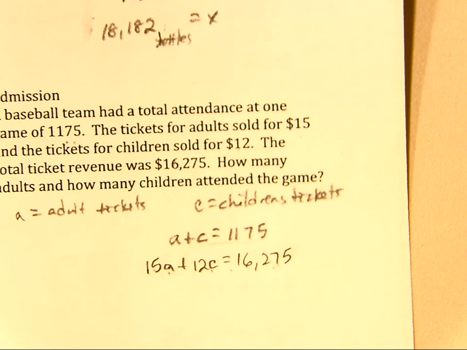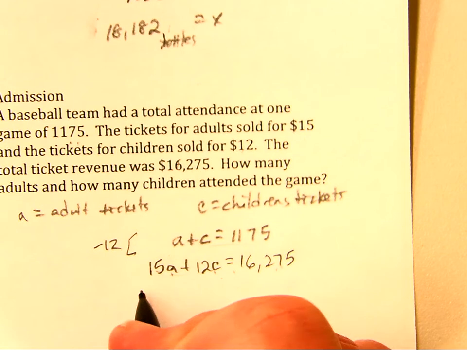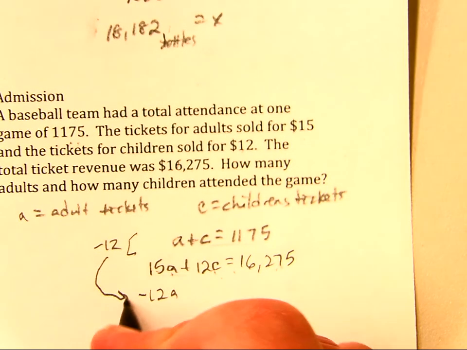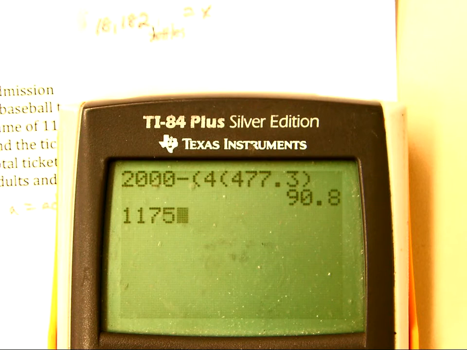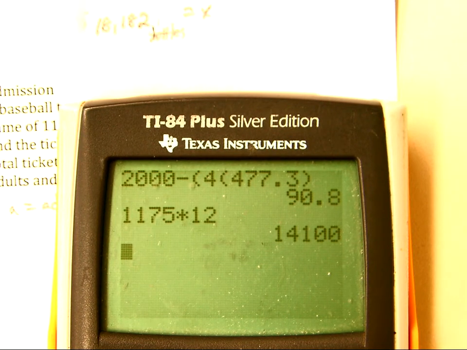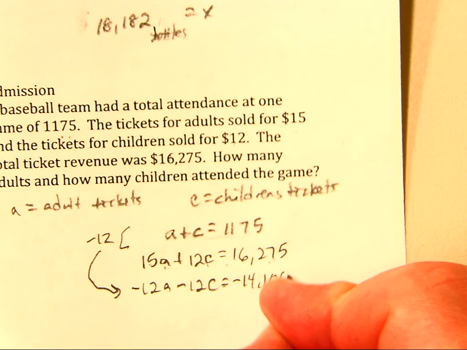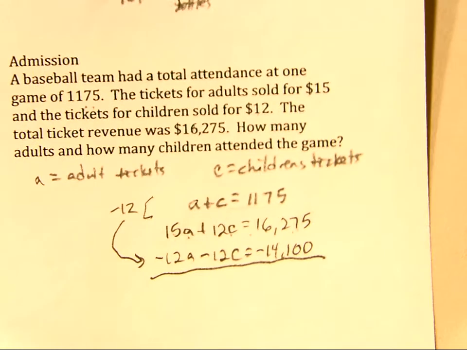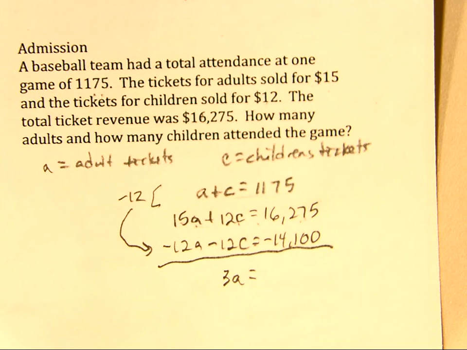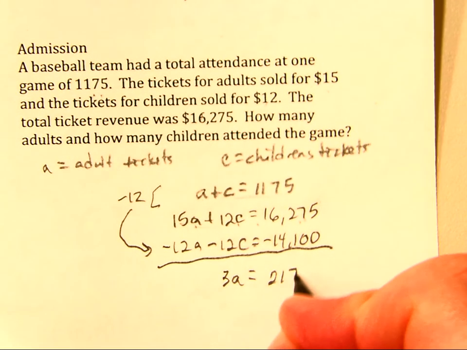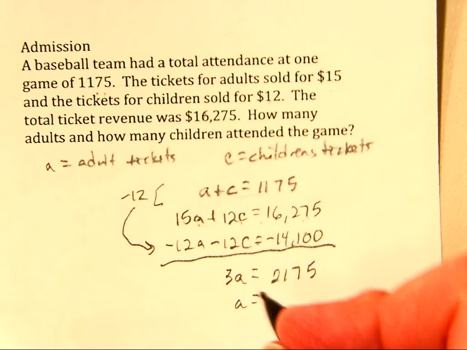So again, if we do this by elimination, let's see, if I take this top equation times a negative 12 to make the C's match, that'll be a negative 12A minus 12C. If I take 1175 times 12, I get 14,100. So a negative 14,100. Now I can add these two together so that the C's cancel. 15 minus 12 is 3A. 16,275 minus 14,100 looks like 2,175. Divide by 3 equals 725.